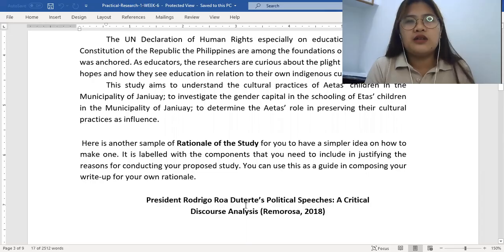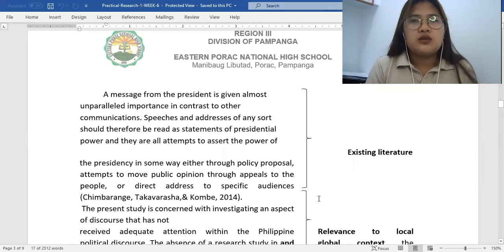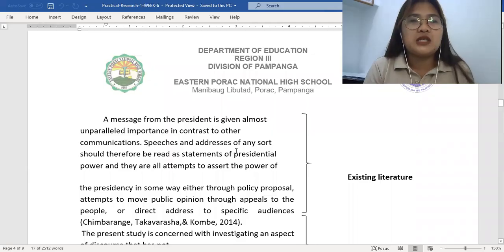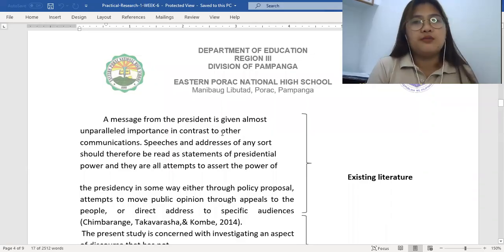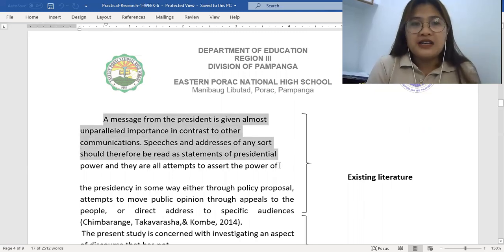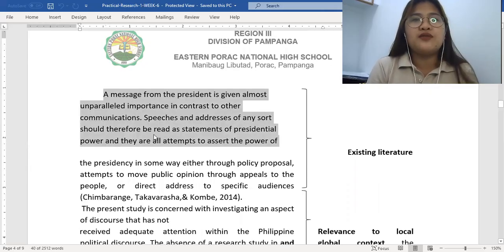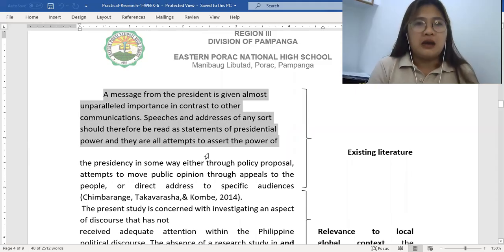So this is another rationale. President Rodrigo Roa Duterte's Political Speeches: A Critical Discourse Analysis by Remorosa, 2018. So ito yung a message from the president is given almost unparalleled importance in contrast to other communication. Sinasabi niya yung importance ng speech ni President. Speeches and addresses of any sort should therefore be read as statements of presidential power, and they are all attempts to assert the power of the presidency.